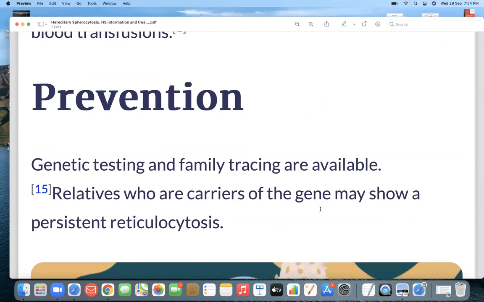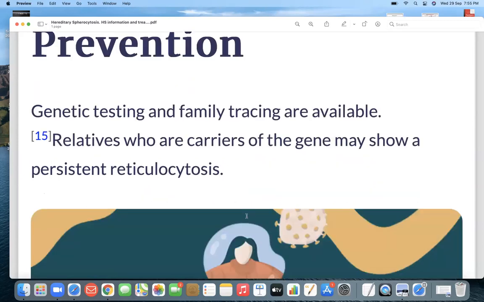Prevention, genetic testing, always a multidisciplinary team in all the 3: sickle cell, thalassemia, and hereditary spherocytosis. We have to involve a geneticist. So prevention, genetic testing, and family tracing are available. Relatives who are carriers of the gene may show persistent reticulocytosis. But how will they be carriers here? It's an autosomal dominant condition, right? Is there any component of autosomal recessive also in this disease?